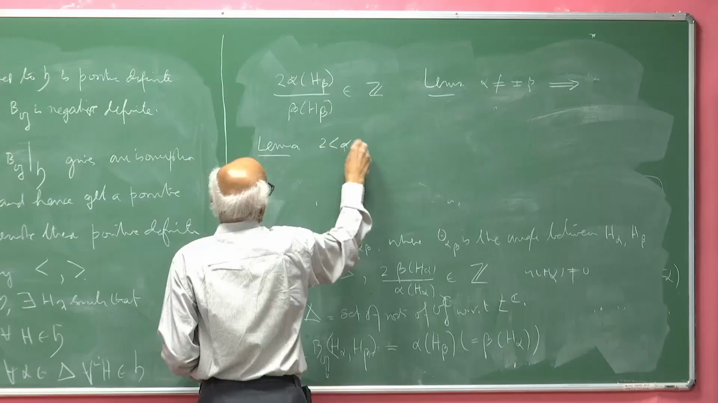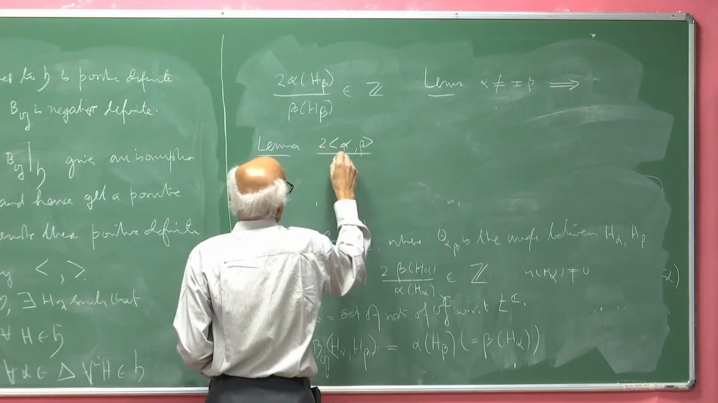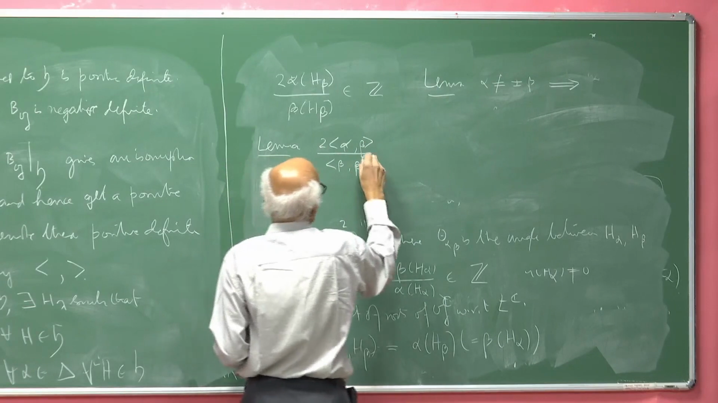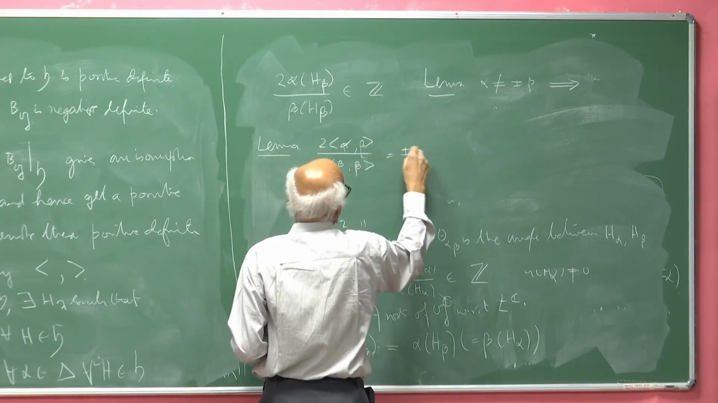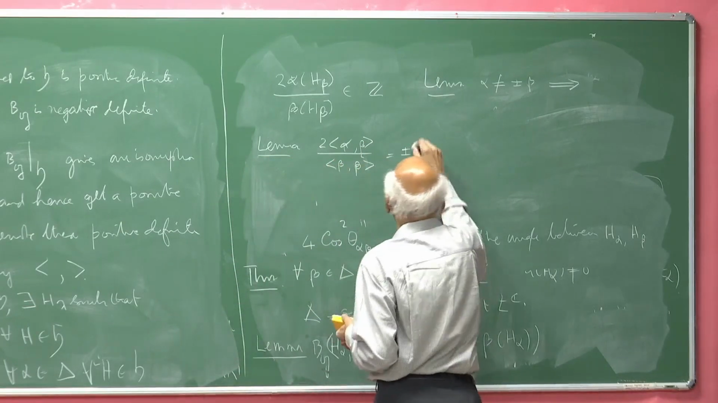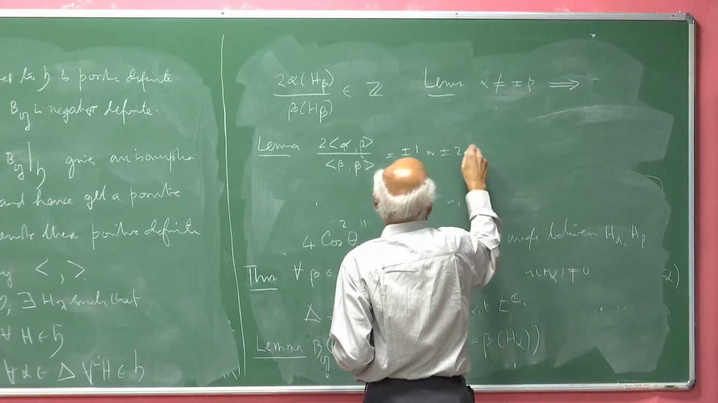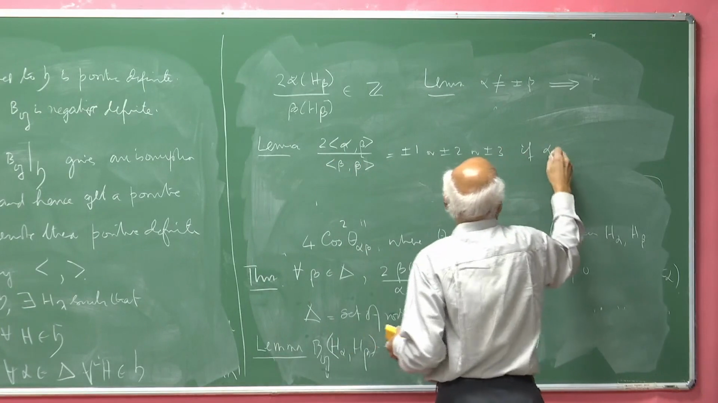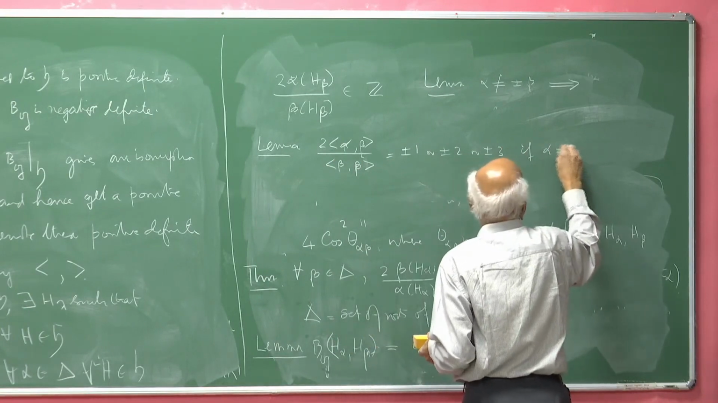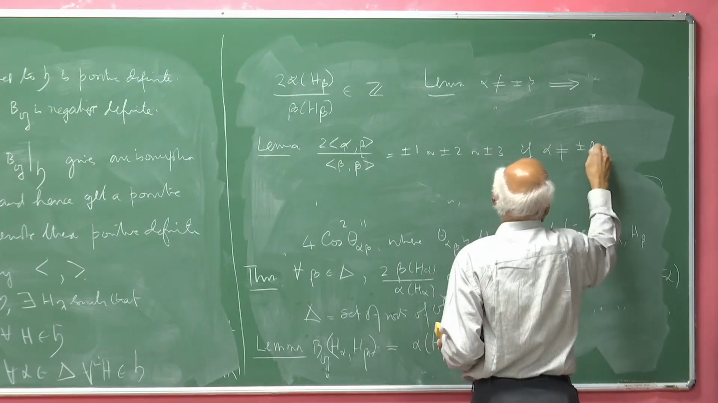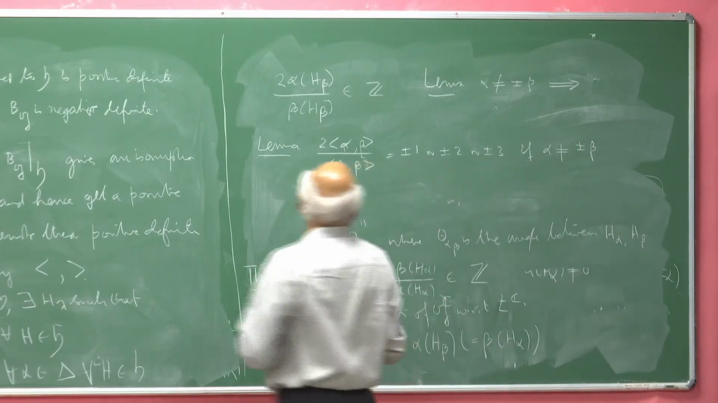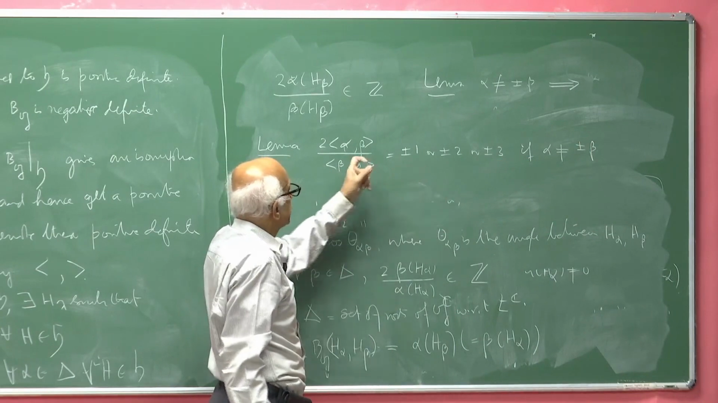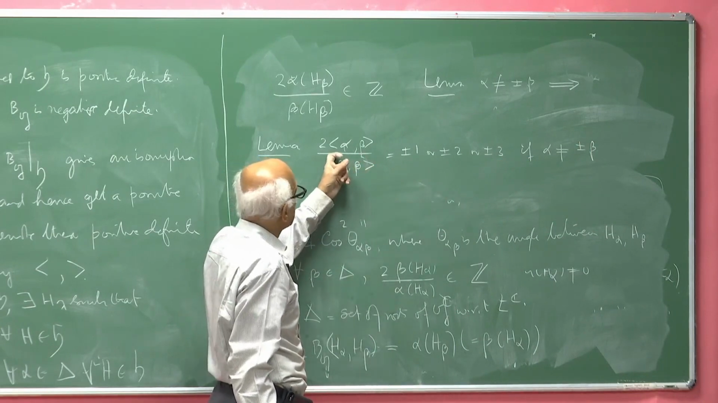Two alpha beta by beta beta equals plus minus 1 or plus minus 2 or plus minus 3 if alpha is not equal to plus minus beta. When it is equal to plus minus, you get 4, 2 alpha beta by beta beta.